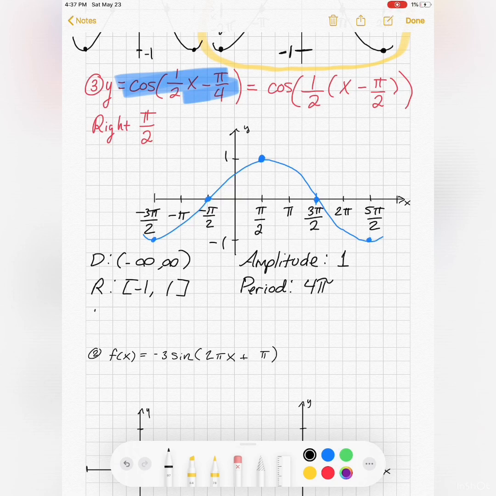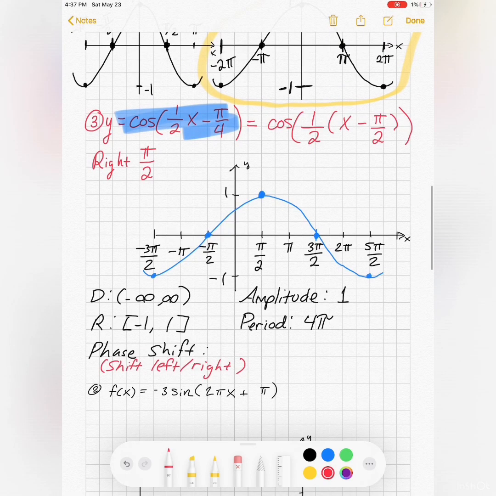There's one more term I didn't mention yet. It's called the phase shift. This is a shift left or right. Okay, so for this problem, let's see what we did. We shifted right by pi over 2. So we would say the phase shift is positive pi over 2. If it were shifted left, we would indicate that with a negative. We would say the phase shift is negative pi over 2.